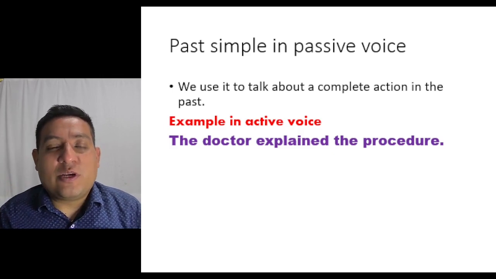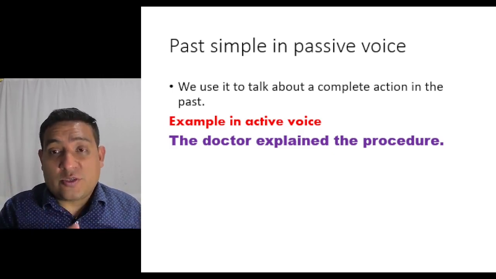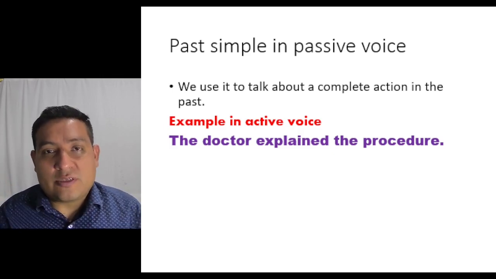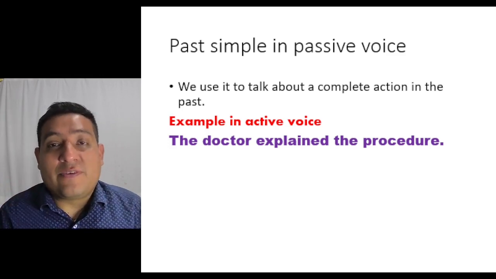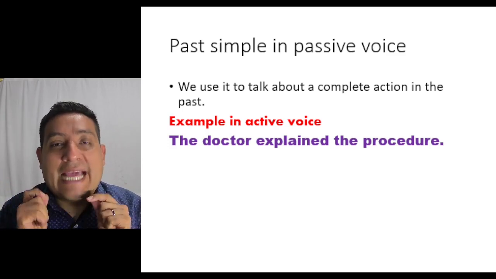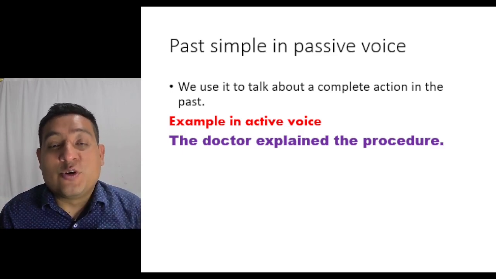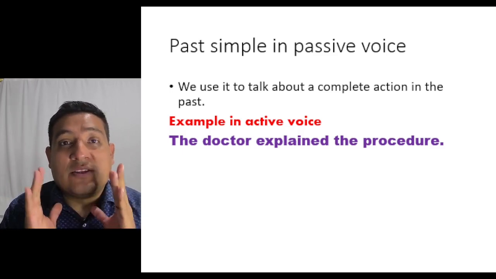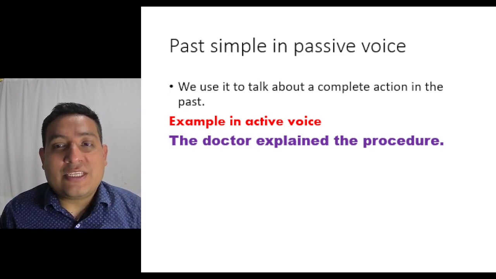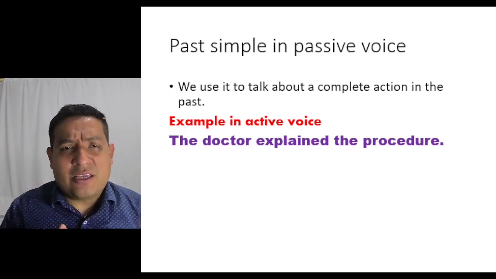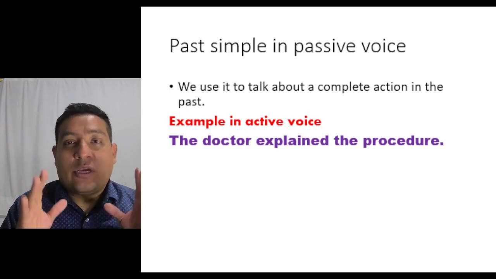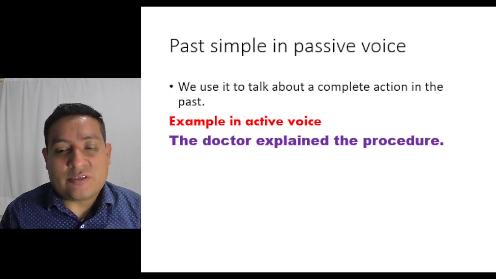The first example is the one you see on your screen. The doctor explained the procedure. This is an active voice sentence, and remember, in active voice sentences the most important thing is the person. Who? In this case we have the doctor. What is the action? Explained. And what explained? He explained the procedure.